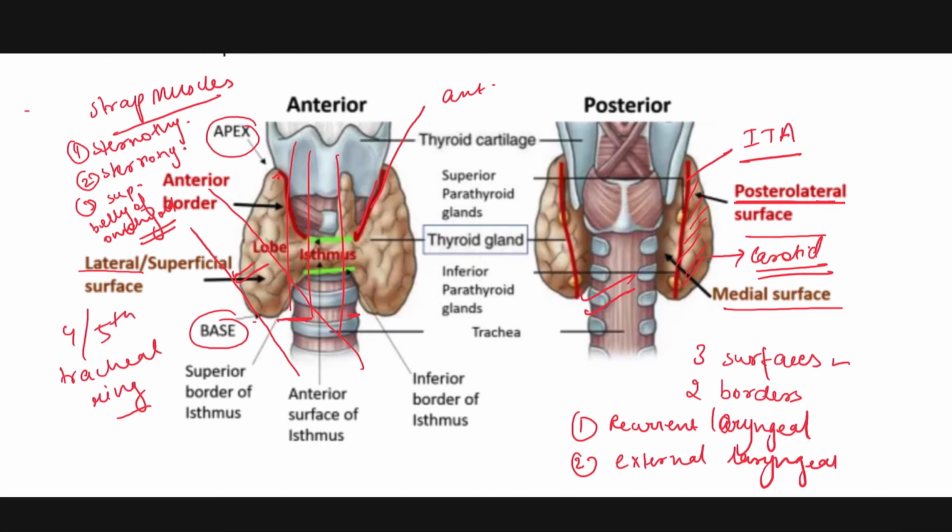The anterior surface of isthmus is related to strap muscles. Anterior surface isthmus का, isthmus हमारा ये चीज़ है, this is isthmus, so this is also related to the strap muscles. And anterior jugular vein, इधर क्या आ जाएगी हमारी anterior jugular vein. The posterolateral surface is related to the second, third and fourth tracheal rings. Second, third, fourth tracheal rings. Fine.